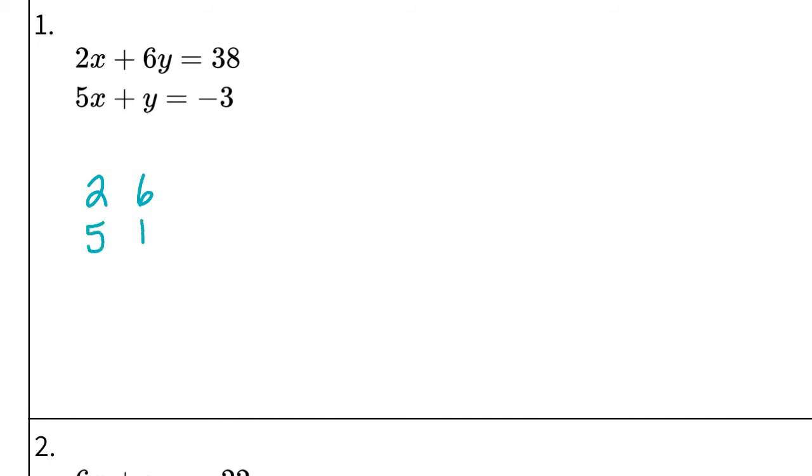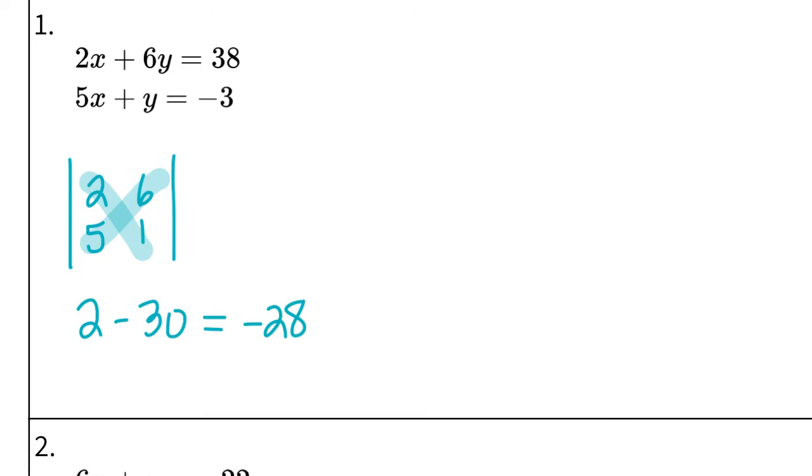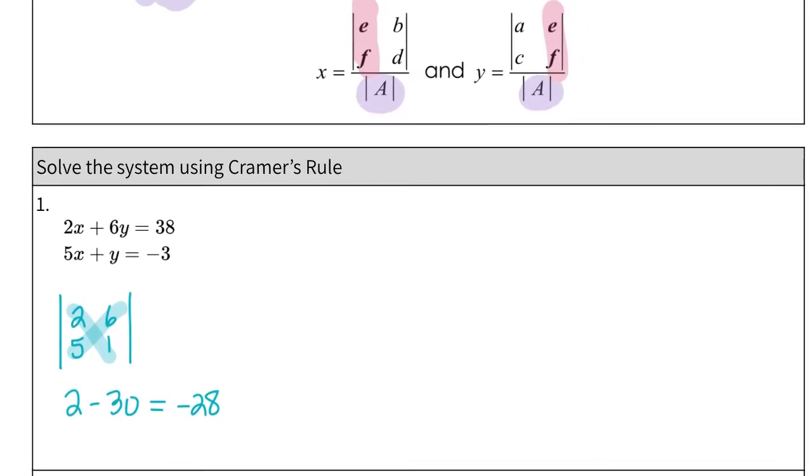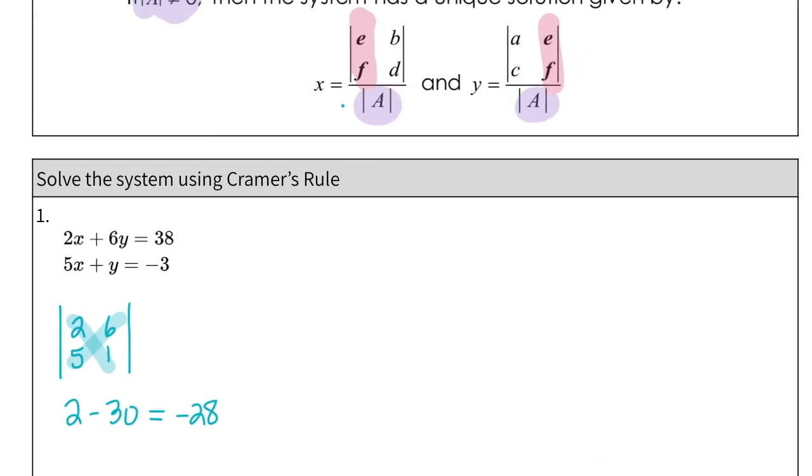And I want to find the determinant of that matrix. So instead of using brackets, I'm using straight lines. So determinant means that I'm going to get those diagonals. So I have 2, because 2 times 1 is 2, minus, now the other diagonal, 5 times 6 gives me 30. Which when I do that subtraction, I get negative 28. So that's the determinant that we're going to be using. Let me put this back on the screen, down here at the bottom.